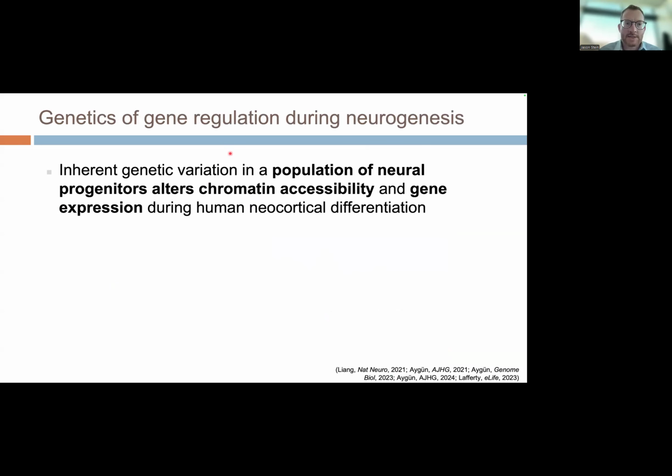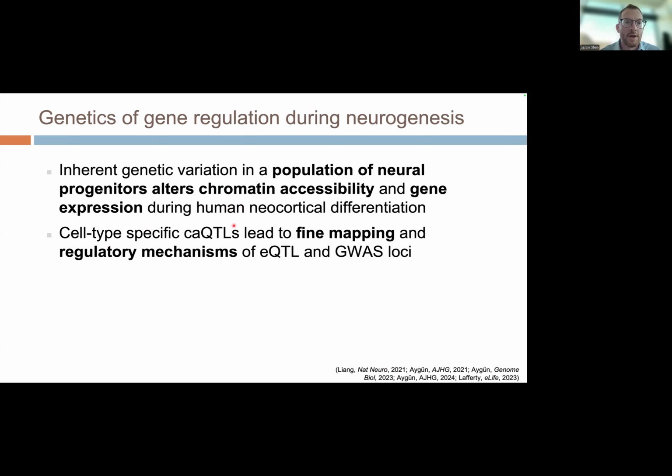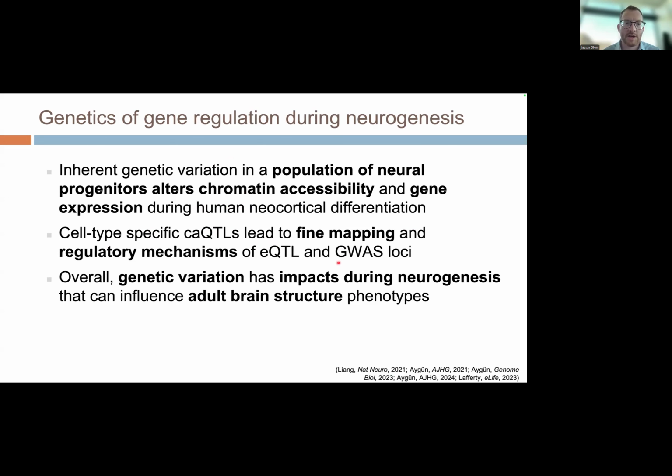The idea is that we can use inherent genetic variation in a population of neural progenitors that alters chromatin accessibility and gene expression during human neocortical differentiation. If we use these cell type specific chromatin accessibility QTLs, they can lead to fine mapping and regulatory mechanisms of both eQTLs and GWAS loci, and overall, genetic variation has impacts during neurogenesis that can influence adult brain structure phenotypes.